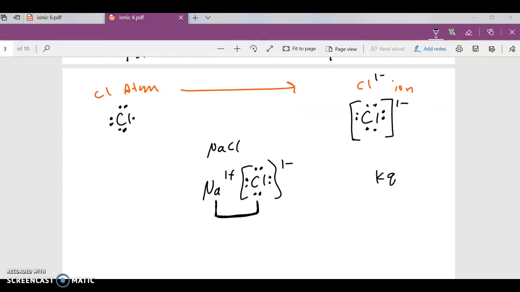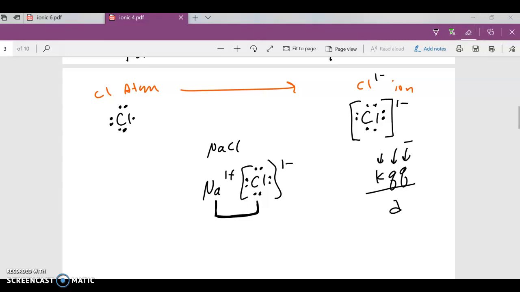Let's bring it back to KQQ over D. K is again a constant. My Q now is going to be the ions. I'm kind of looking at it from a bigger perspective, kind of like taking a step out. Now my first Q is going to be my Na ion. It's a 1+. My second Q is going to be the Cl ion. It's a 1-.